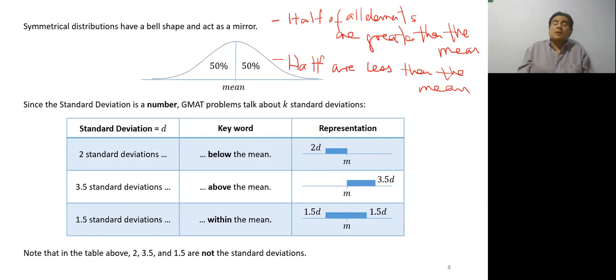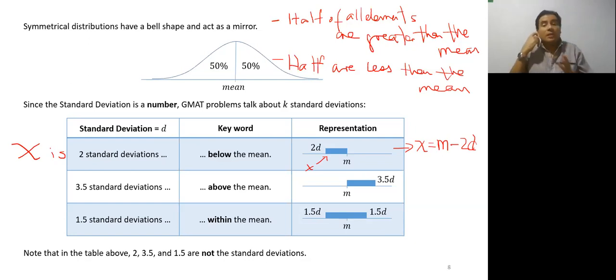And in this context, when the standard deviation is given as a number, some GMAT problems talk about K standard deviations, and they use them in phrases like these. For example, if they tell you that a certain statistical variable x is 2 standard deviations below the mean, what does it mean? Well, it means that the value of that variable would be the mean take away 2 times the standard deviation. So this would be the value of the variable. Okay, that's the structure: K standard deviations below the mean.